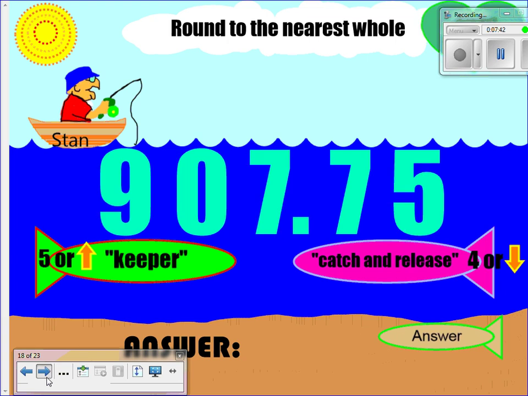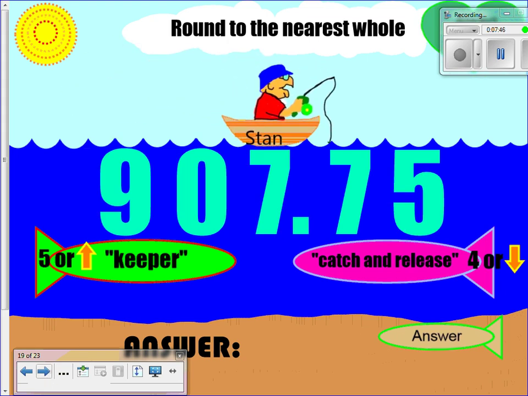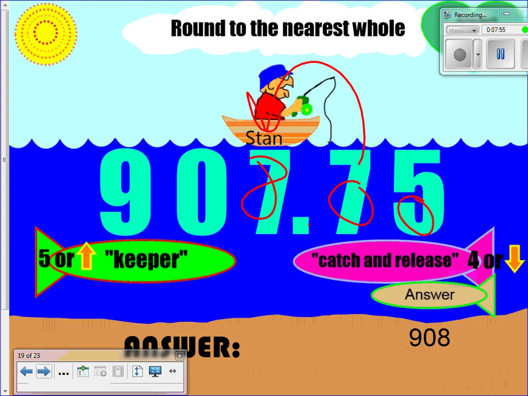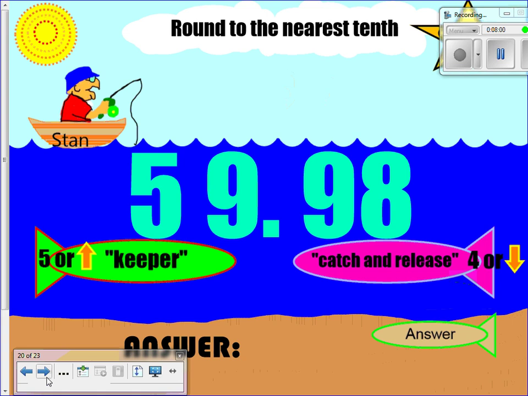Nearest whole, let's do another one of these. Coming right here to the 7, my nearest whole number. This is larger, so I'm adding it to my boat. This becomes an 8. The rest of these are zeros. Hopefully this routine's kind of helping you kids out. 908.